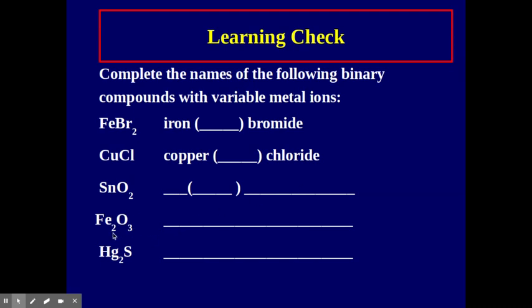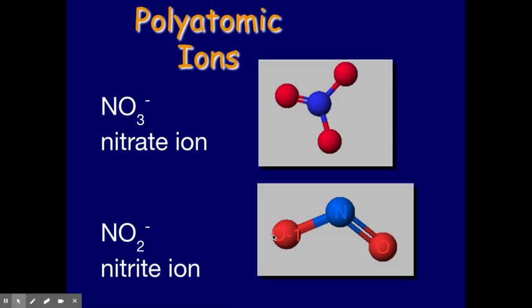Uncrisscross this. Is the 2 right for oxygen? Yep. Then the 3 must be right for iron. Iron 3 oxide. If you uncrisscross this, the 2 is right for sulfur, so that must be 1 for mercury. Mercury 1 sulfide. I did them all.